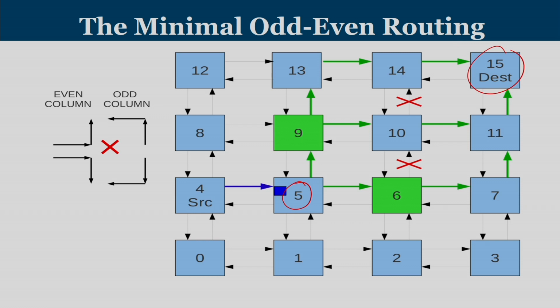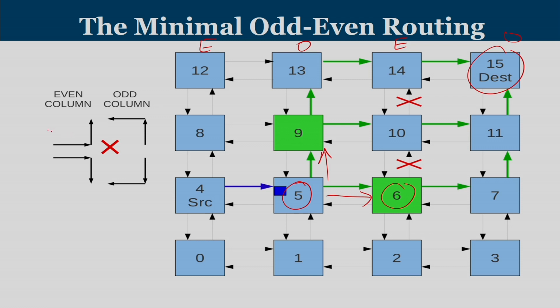From 5 to reach 15, how many possibilities are there? When I want to reach 15, I can take 6 or I can take 9. There is no problem at all. That is why 6 and 9 are potential neighbors. Now, if I reach 6, then I am in an even column. These are the column numbers: 0th column, first column, second column and third column. So, the 0th column and second column are the even ones.